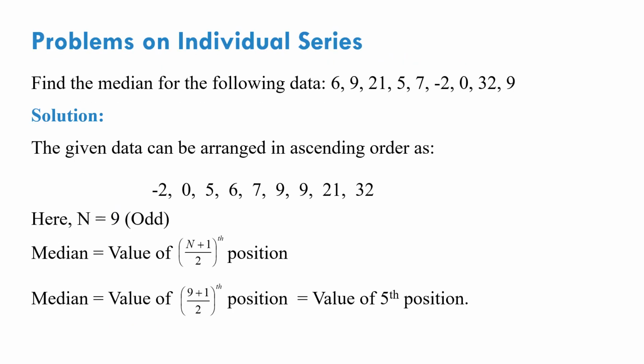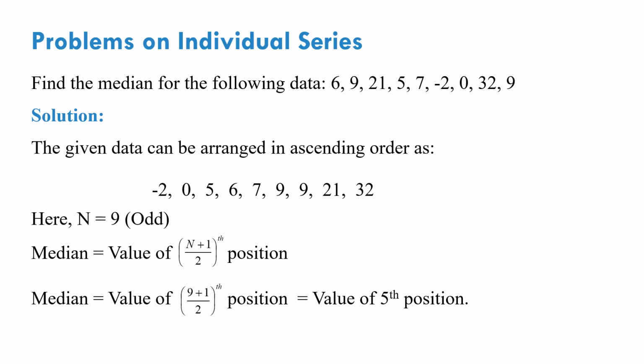Let us solve a problem based on individual series. In the problem, they have asked us to find the median for the following data, and they have given the data as 6, 9, 21, 5, 7, minus 2, 0, 32 and 9. We have been given a set of observations and we need to find the median. First, we arrange the given data in ascending order, and it is minus 2, 0, 5, 6, 7, 9, 9, 21 and 32.